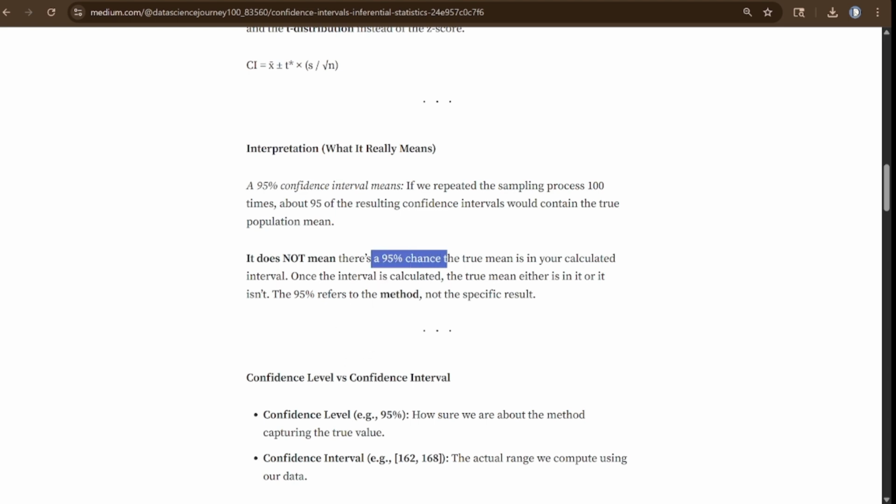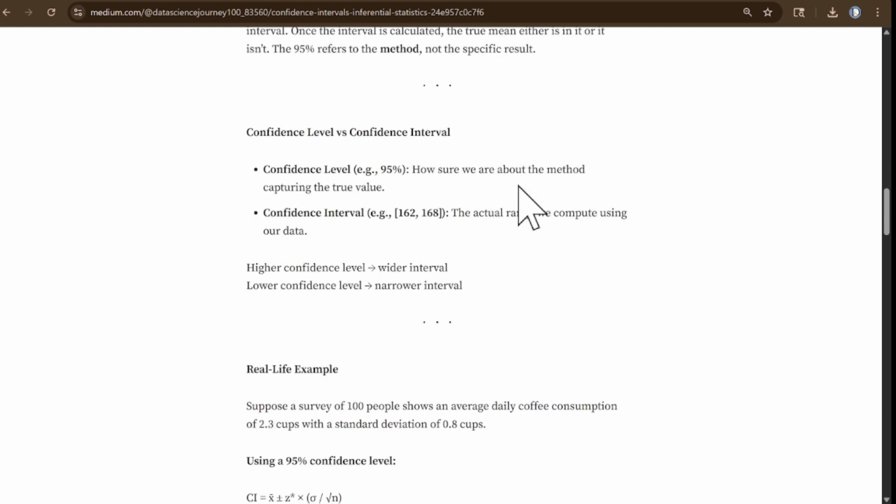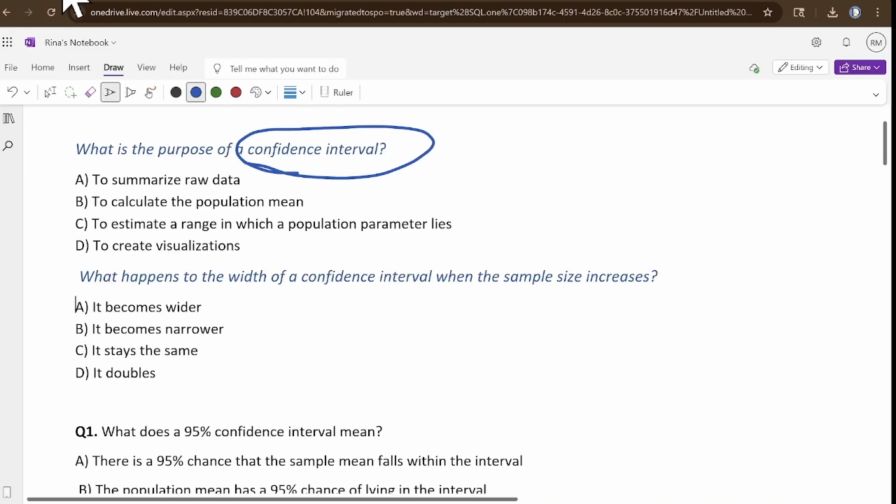You have to keep it in mind. This is not about how much percentage chance. But it means that if you sample 100 times, 95 of this resulting confidence interval would contain the true population mean. Okay. So 95% is the method, not the specific result. Fine. Okay. So this is it. Now we are going to do the MCQs.